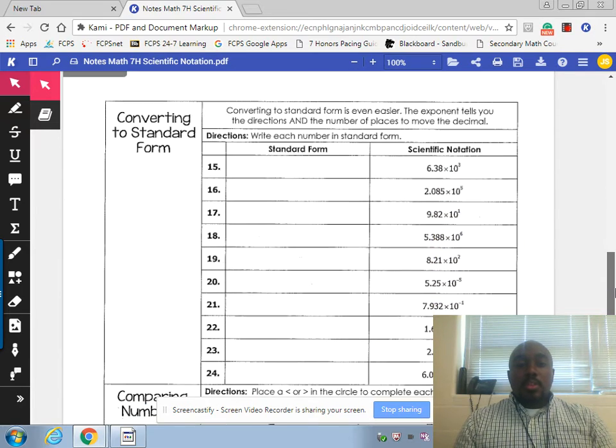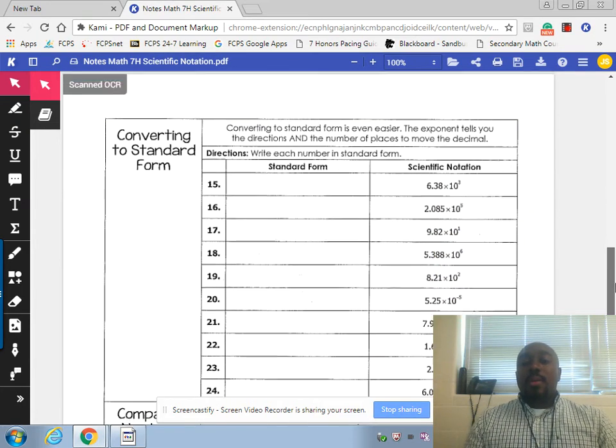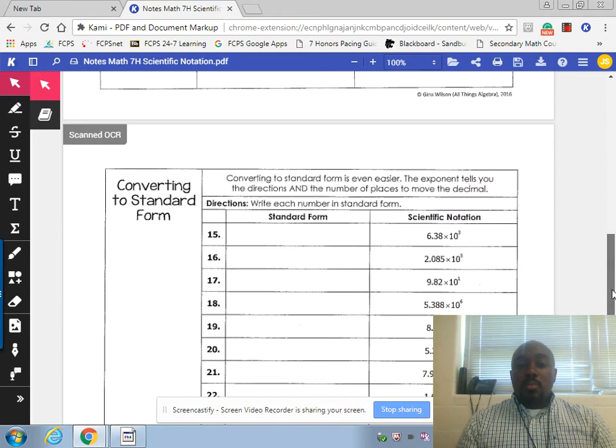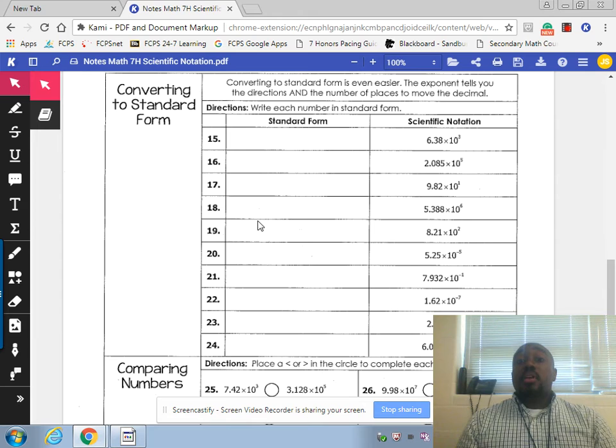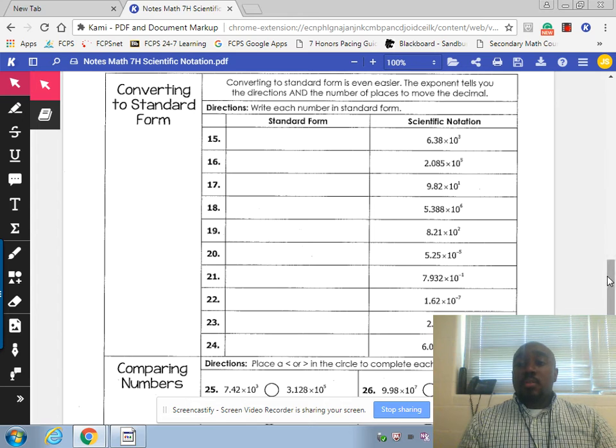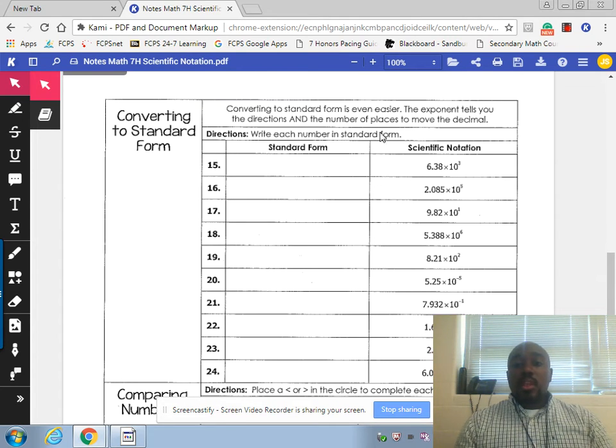So now, not only will we be able to convert numbers written in standard form to scientific notation, but we also will be able to convert numbers from scientific notation into standard form. And I'm going to show you how to do that right here. Well, if we read the instructions, converting to standard form is even easier. The exponent tells you the direction and the number of places to move the decimal.